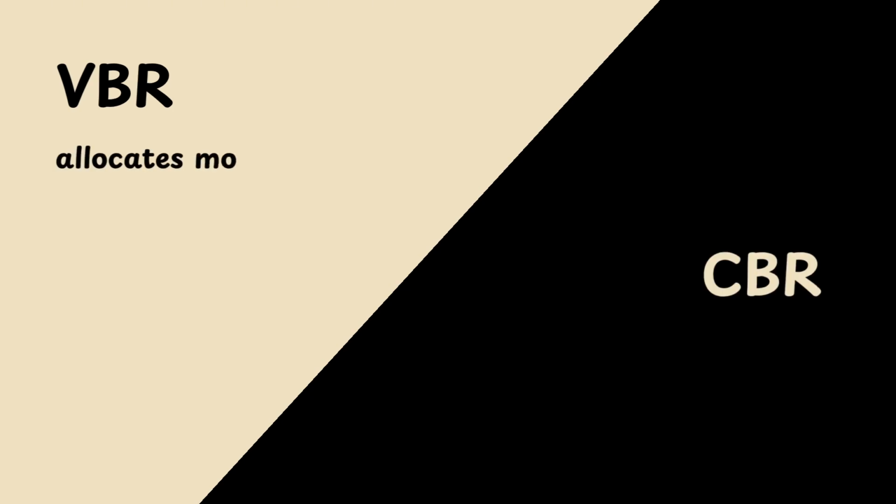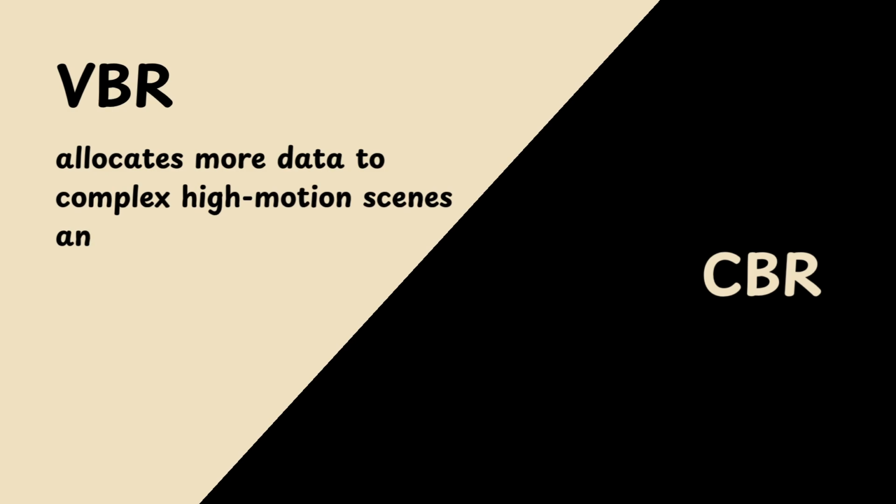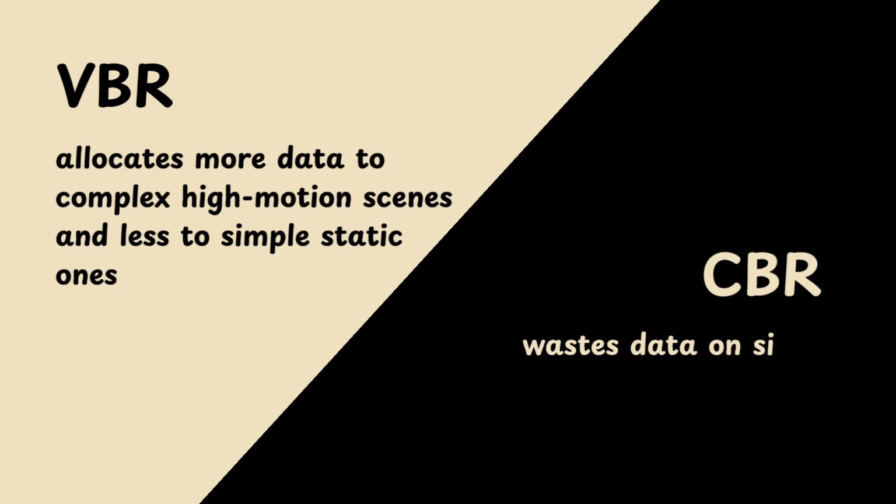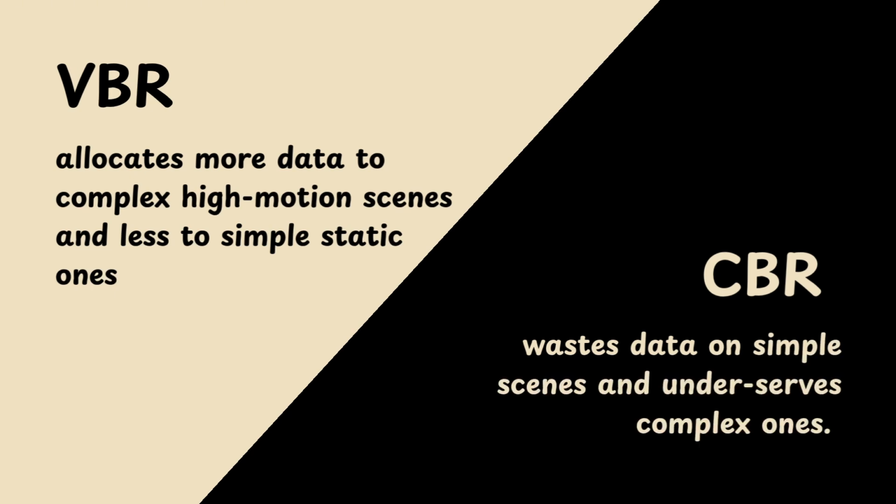Bitrate is the amount of data used per second of video. More data means more detail preserved and a larger file. This is the setting most creators get wrong. Use variable bitrate, not constant bitrate. VBR allocates more data to complex high-motion scenes and less to simple static ones. This means better quality where it matters and smaller file sizes overall. CBR wastes data on simple scenes and underserves complex ones. There is almost no reason to use CBR for export.